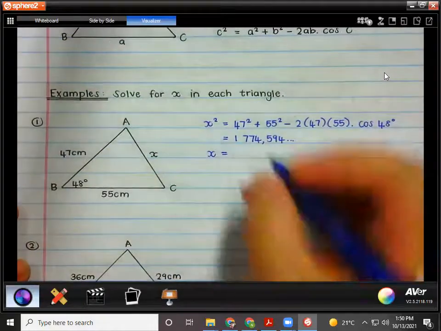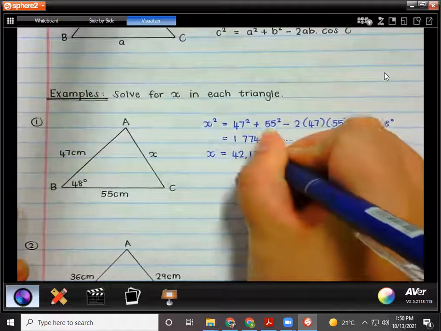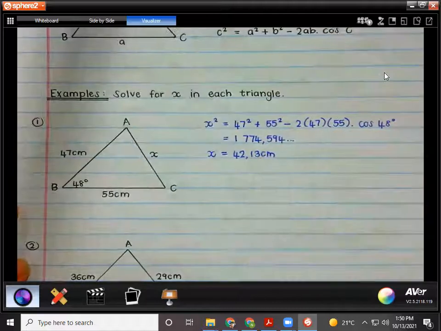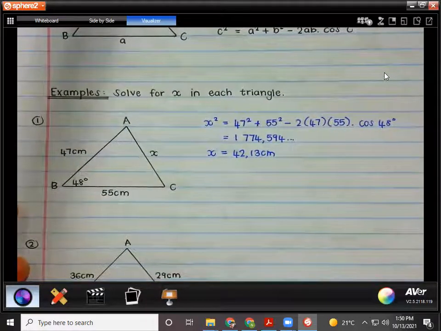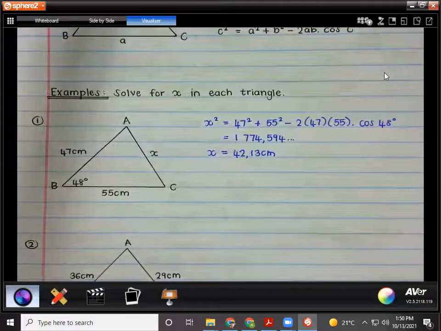If we're rounding to 2 decimals, 42.13 centimeters. You must press the answer button. Okay, that's not too bad, right?